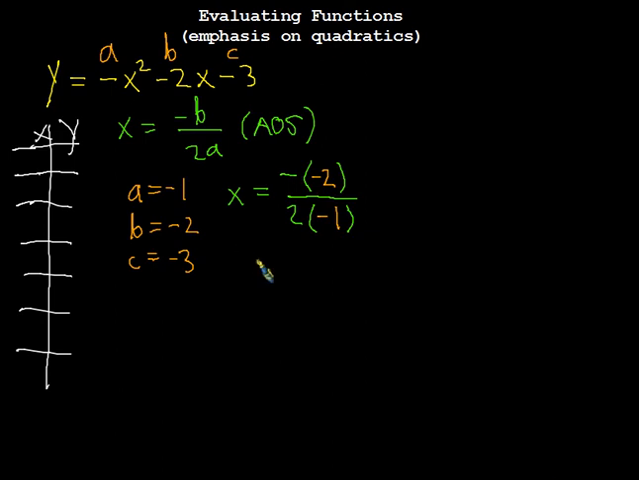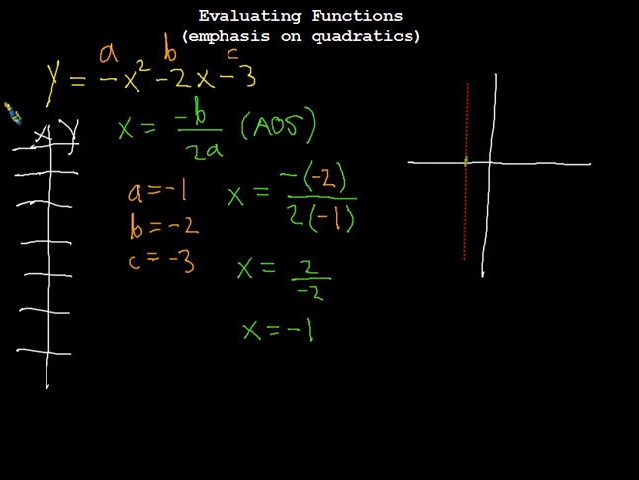So let's take a look. We'll say x equals -(-2), that's going to be a +2, and that's all over 2 times -1, so that's -2. So ultimately, the line of our axis of symmetry is x equals -1. Again, remember, what that means is that x equals -1 means the middle of our parabola will be somewhere along this line. So what we need to do now is find the y coordinate, and when we do, that will be the vertex of our parabola.